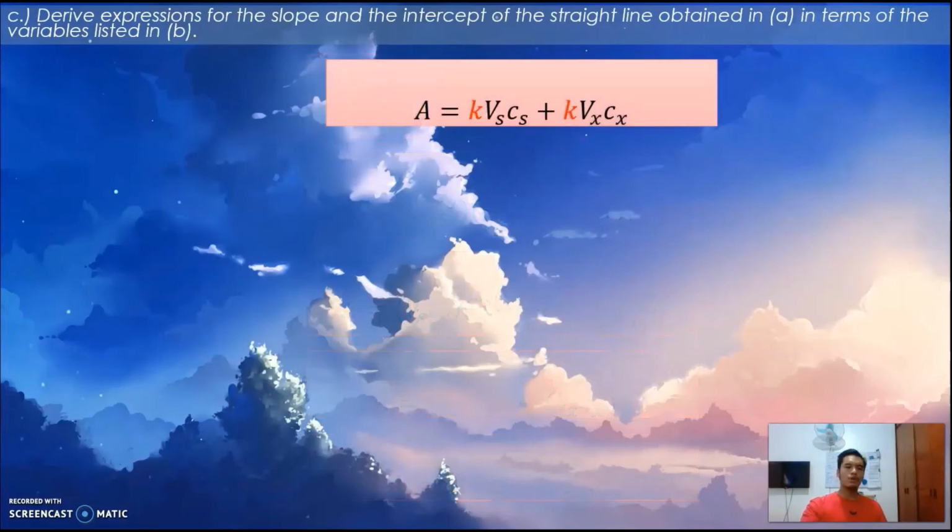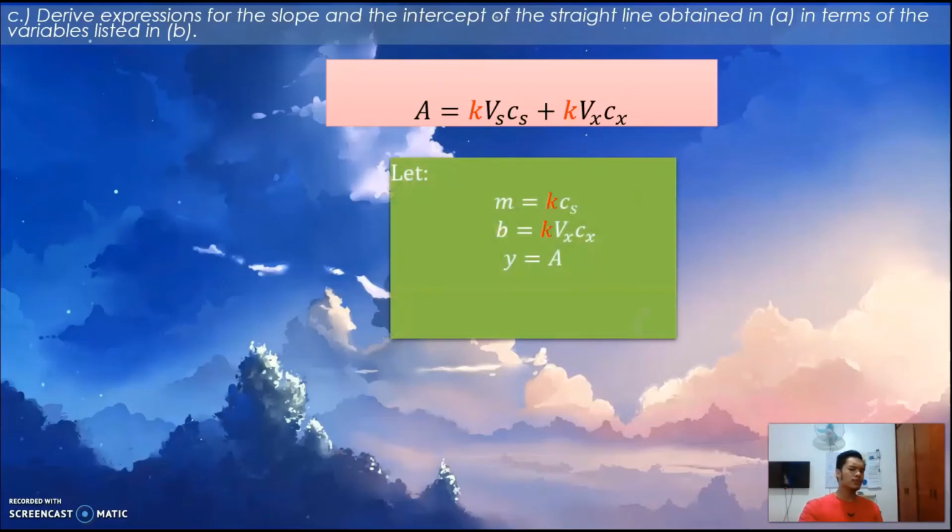Letter C. Derive expressions for the slope and the intercept of the straight line obtained in A in terms of variables listed in B. So, let us say that what we computed is true. Then how can we turn this into a line equation? So simply put, let's just let some variables be assignments.